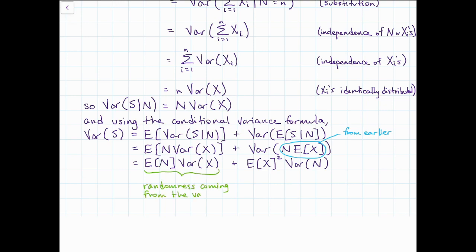We can split that up into two parts. That first part there is randomness coming from the variables being added up, that secondary distribution. And over here, we have randomness coming from how many variables we're actually adding up in the sum. So that's the variance coming from n itself, from the compounding distribution. And altogether, that gives us the unconditional variance of s.